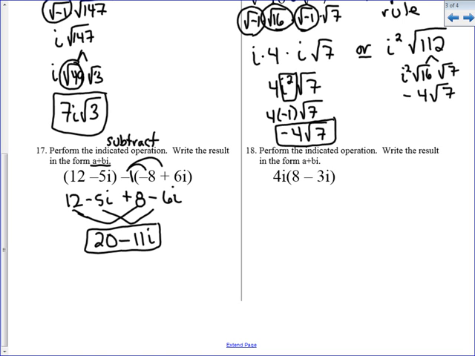In 18, what is the indicated operation? What do you want to be doing in 18? Multiplying. So take that extra half a second. Ask yourself, what do I need to do here? Multiply. So I'm going to distribute the 4i. So 4i times 8 is 32i. 4i times negative 3i is negative 12i squared.